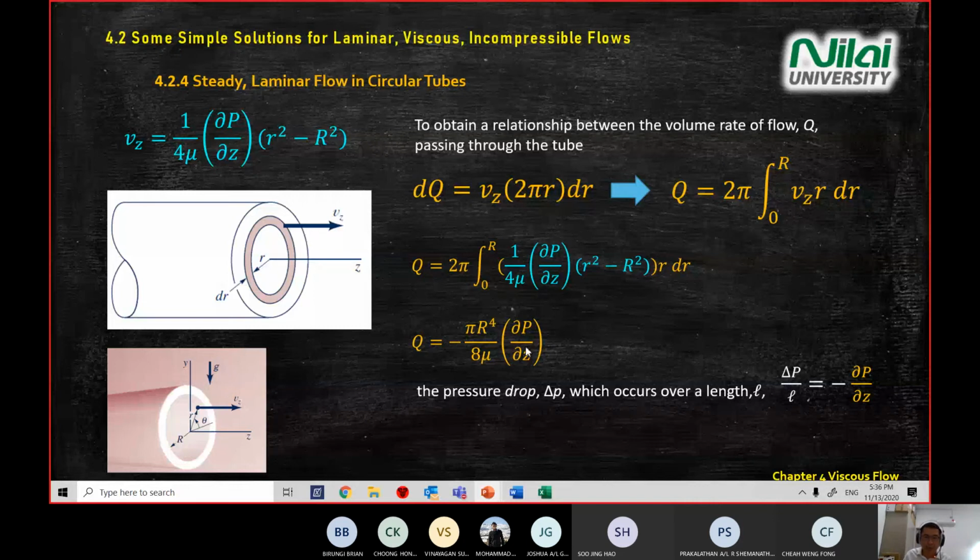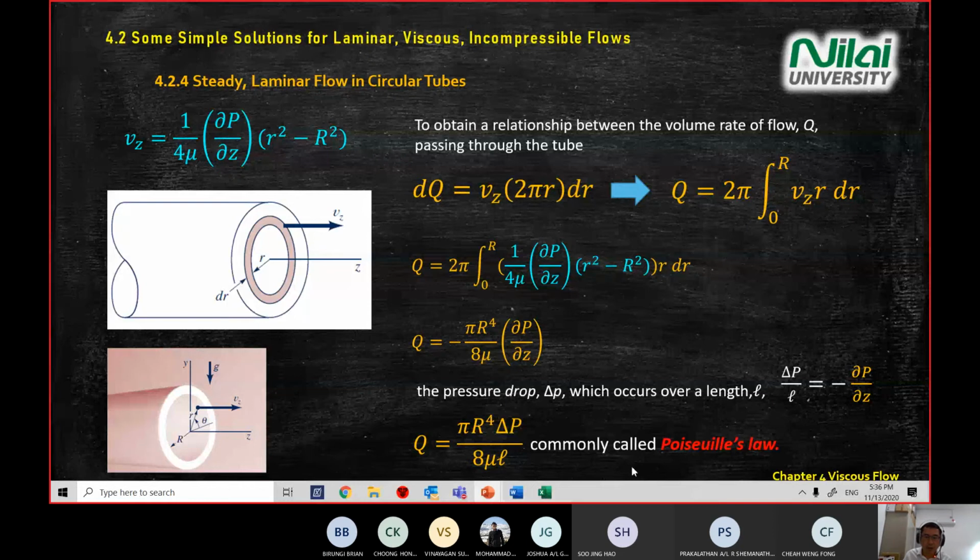Because this one, differential P divided by del Z, we can't measure in the experiment. In the experiment, we can measure delta P and L. So we need to change this mathematical model in a way that we can measure. After we have this equation, substitute in, you get Q equals pi r to the 4 delta P divided by 8 mu L. This is called Poiseuille's Law.